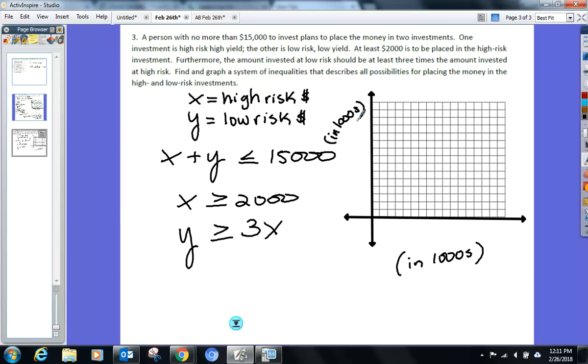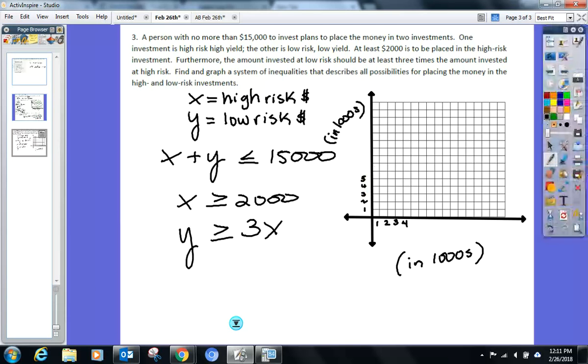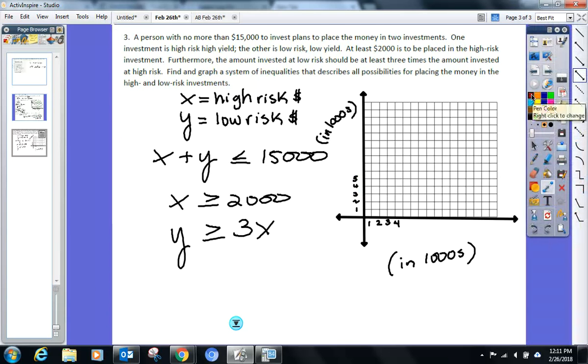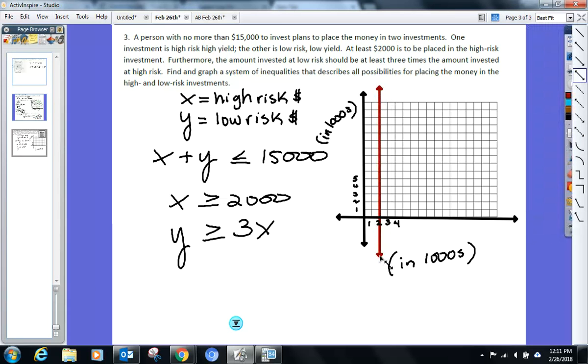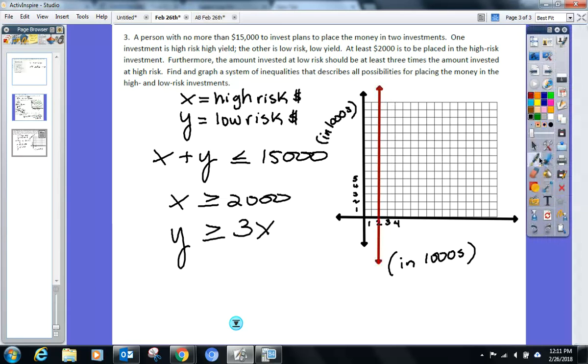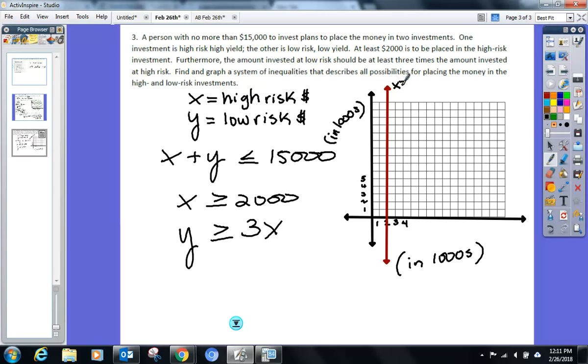Graph this one first. Before break, x equals a number. Horizontal or vertical? Vertical. Okay, so a vertical line going through 2,000, or in our case, 2. Should label a couple of these just so we know we're going by ones. Don't shade, but label your line. Yes, they're all going to be solid.